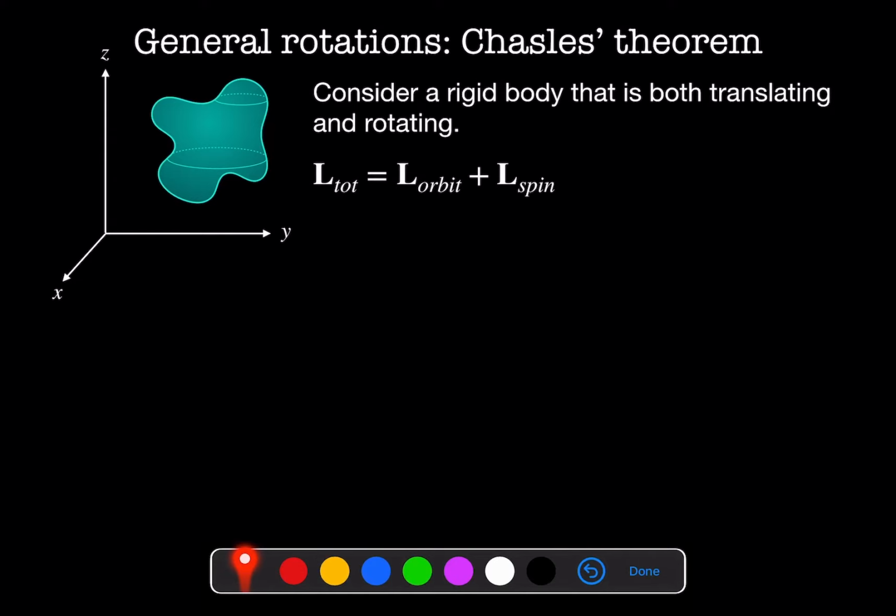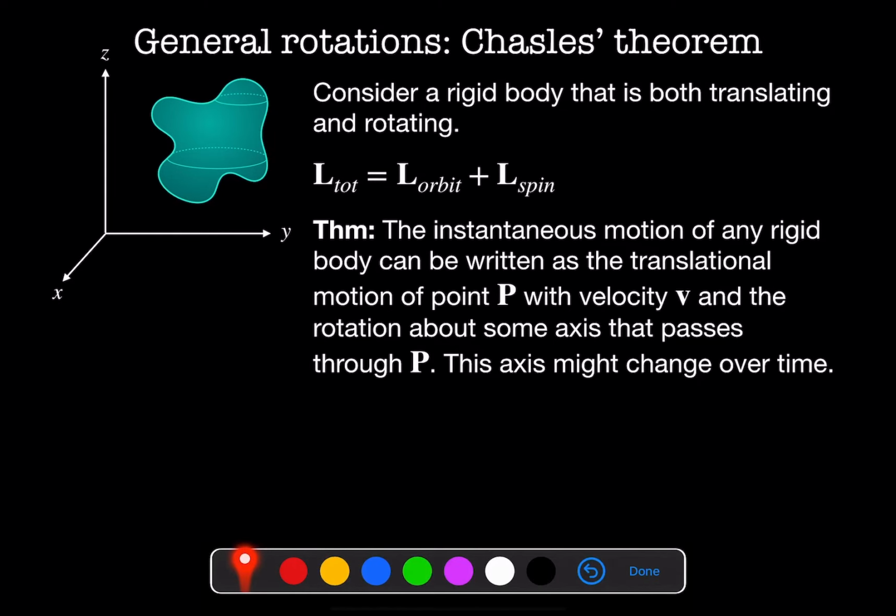In the case we discussed last week, it was assumed that the rotation was about the center of mass. However, that needn't be the case. It turns out that motion where the rotations aren't passing through the center of mass can be treated in the same way, thanks to Chasles' theorem, which states that the instantaneous motion of any rigid body can be written as the translational motion of a point P with some velocity v, and the rotation about some axis passing through the point P, although this axis may change over time.